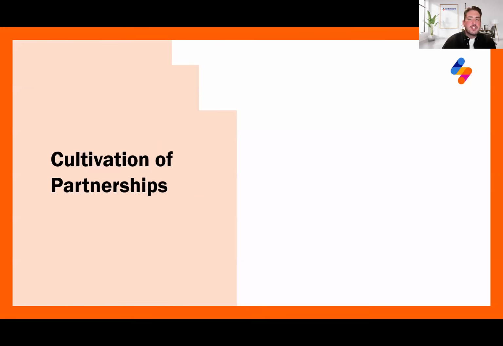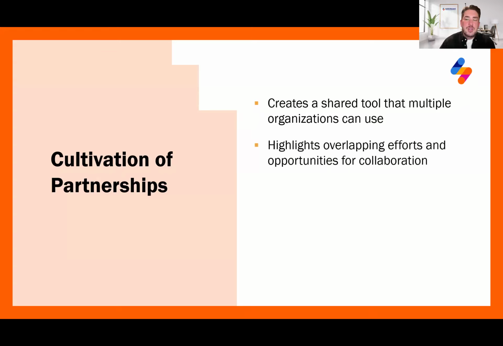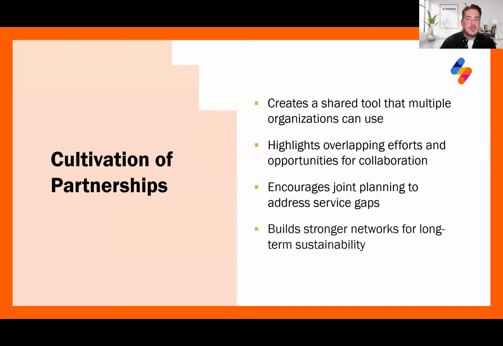The second, cultivation of partnerships. A good resource map creates a shared tool that multiple organizations can use, like schools and clinics, nonprofits, libraries. Seeing everything together highlights overlapping efforts and opportunities for collaboration. You can literally spot where you're duplicating work or missing an area. That makes it easier to encourage joint planning to address service gaps, instead of each agency trying to patch things alone. Over time, this steady coordination builds stronger networks for long-term sustainability, relationships that last beyond just one grant cycle.